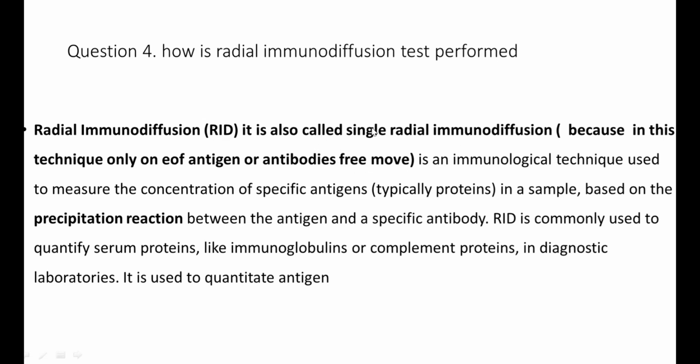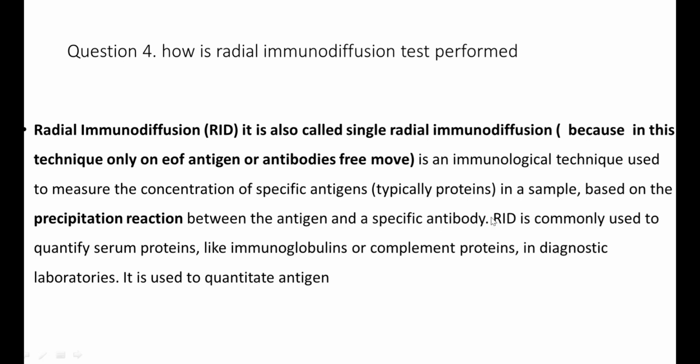Radioimmunodiffusion is a molecular immunological technique used to measure the concentration of a specific antigen in a sample based on the precipitation reaction between the antigen and the specific antibody. That means it can help us to detect the quantity of the antigen present in the patient sample based on the precipitation reaction between the antigen and the specific antibody.